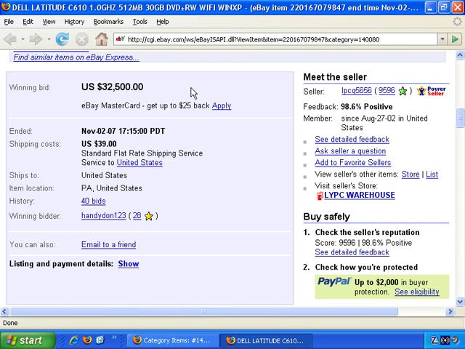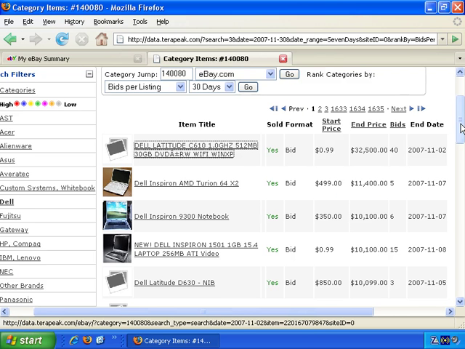Okay, I've clicked through to the auction, and the winning bid, as Terapeak was telling me, is $32,500. I can't actually explain that, and haven't looked into it deeply enough to see how a laptop got to that point, so that's perhaps not a particularly helpful example for really researching the market. But maybe.